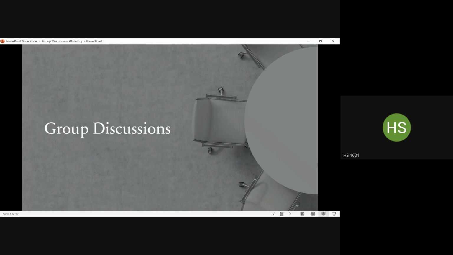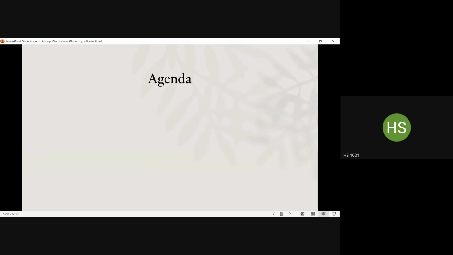Group discussions, especially in the context of hiring a candidate after an interview, perhaps. Okay, now what is our agenda for today's session? We will see what a group discussion is. I need to check once again. You are able to see each element appearing on the slide, correct? Yes, ma'am. Okay.